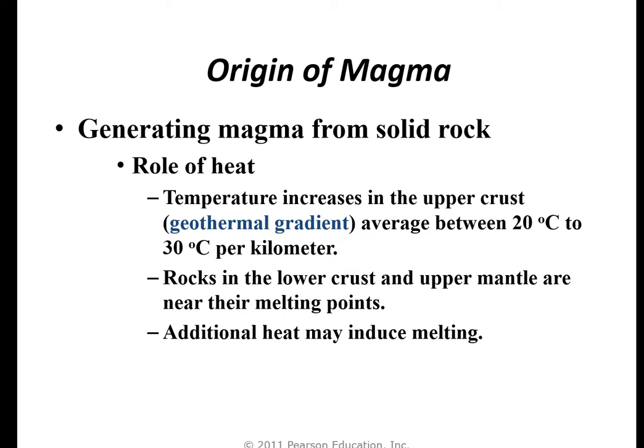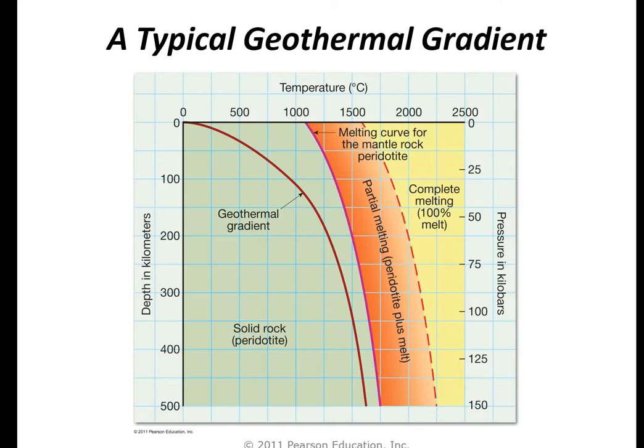Generating magma from solid rock. How do we reverse this process? The role of heat plays a part. Temperature increases in the upper crust, the geothermal gradient, an average of 20 to 30 Celsius degrees per kilometer. Rocks in the lower crust and upper mantle are near their melting points, and additional heat may induce melting. Here we can see a chart, also in your book, of a typical geothermal gradient, how the temperature increases as you go deeper into the earth.